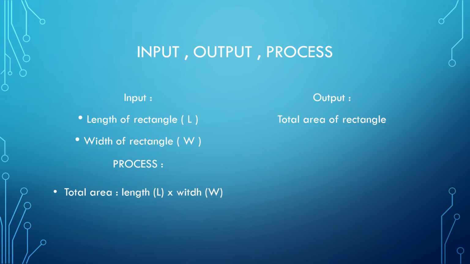Firstly, the input. It will be the length of rectangle and the width of rectangle. For the process, to find the total area, we need to multiply the length and the width of rectangle. And finally, the output is the total area of rectangle.